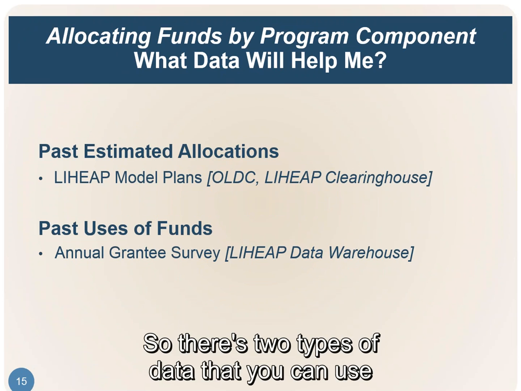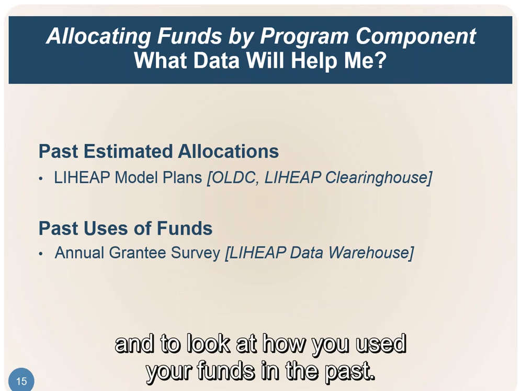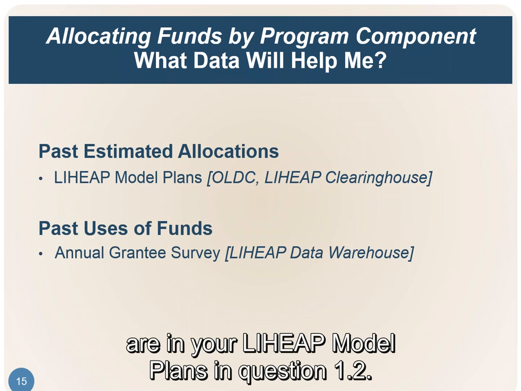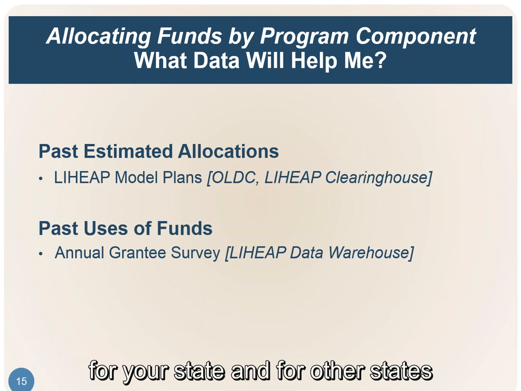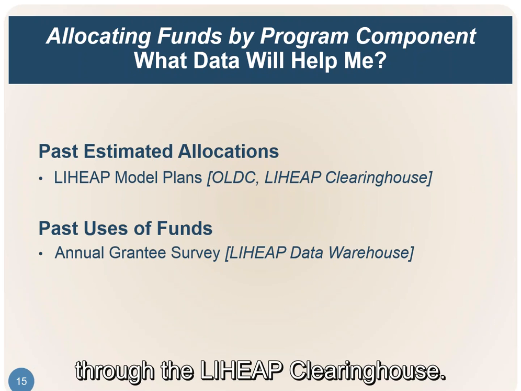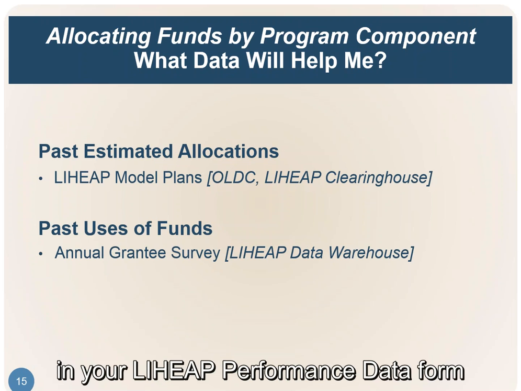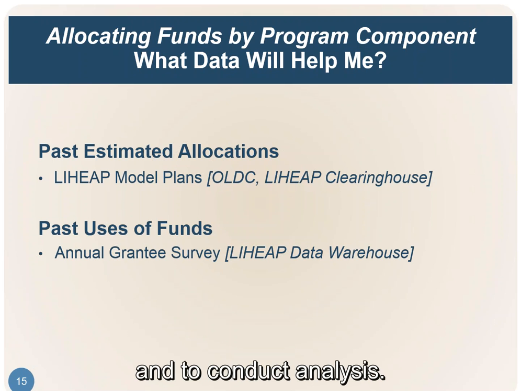Thank you, Melissa. So there are two types of data that you can use to look at how you've estimated your allocations and to look at how you used your funds in the past. The estimated allocations, as Melissa said, are in your LIHEAP model plans in question 1.2. You can access your model plans in OLDC, or you can access recent model plans for your state and for other states through the LIHEAP clearinghouse. And past uses of funds are reported every year on your LIHEAP performance data form on the grantee survey, and that data is taken and put into the data warehouse so you can use it to make charts and to conduct analyses.